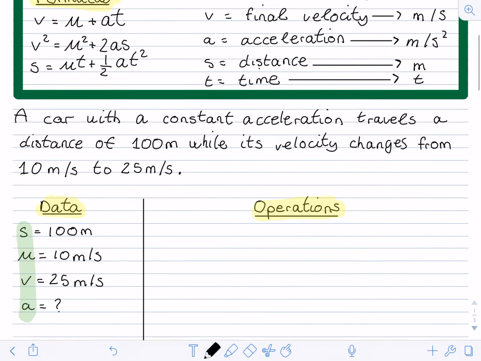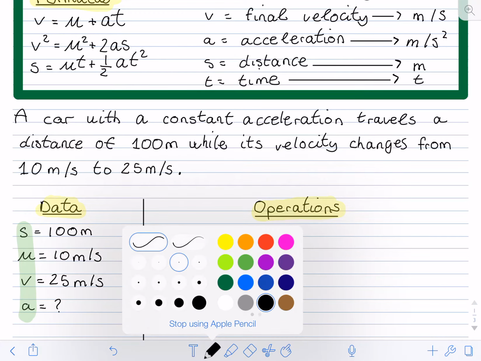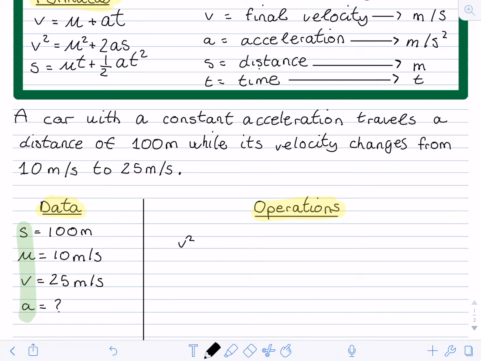So we go up here to our formulas. I would recommend you put them somewhere, like on a piece of paper. The first one doesn't have s, but the second one has s, a, u, and v. Because it has all three and doesn't have any other variable, we're going to use the second formula. So we write it down: v squared is equal to u squared plus 2as.